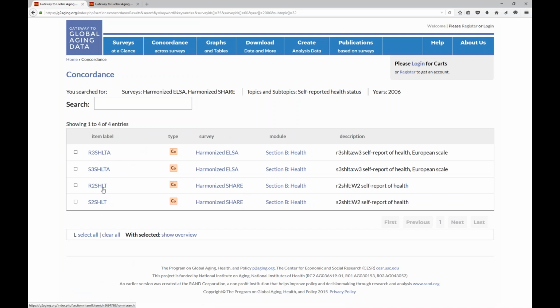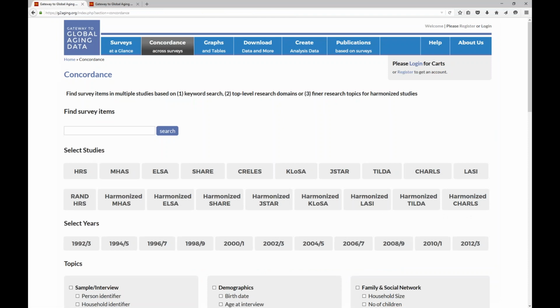And you can see we've got two reports here of self-reported health. One is a European scale, and one is a self-reported health using a non-European scale, it looks like. And it's wave 2 for SHARE and wave 3 for ELSA, which corresponds to 2006 for both of those surveys. So that's right here.